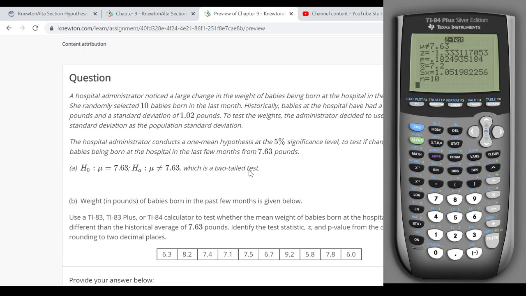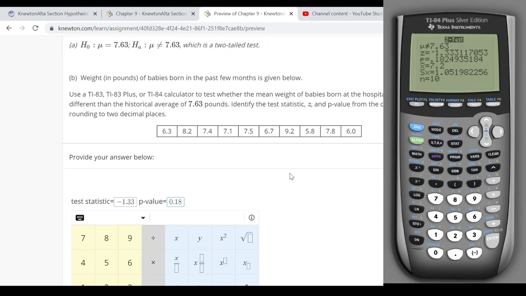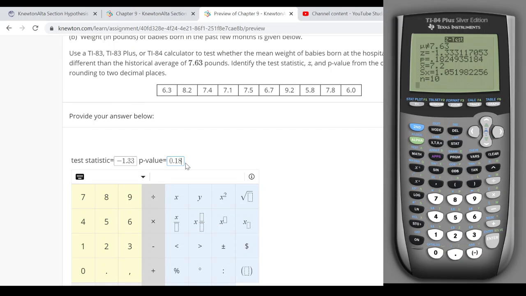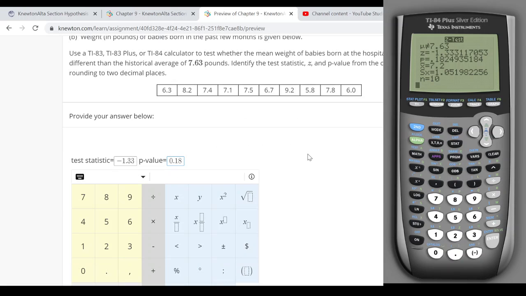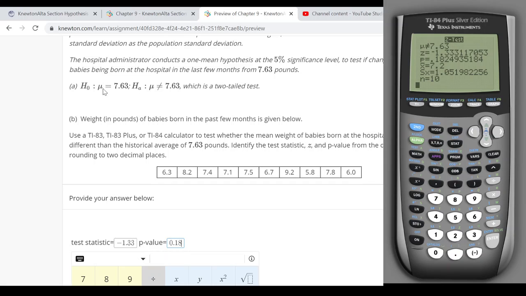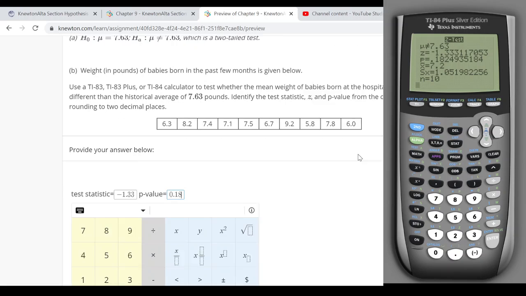And then we're going to compare that p-value to the significance level. The significance level is 5%. See how the p-value is 18%. The p-value is greater than alpha. And when the p-value is greater than alpha, you don't reject the null hypothesis. So we're going to keep the null hypothesis. We're going to stay saying that the mean weight is 7.63 pounds. And we're not going to support the claim. We're not going to support this statement that the mean is different from 7.63 pounds. All right, so that'll all come up here in a second.